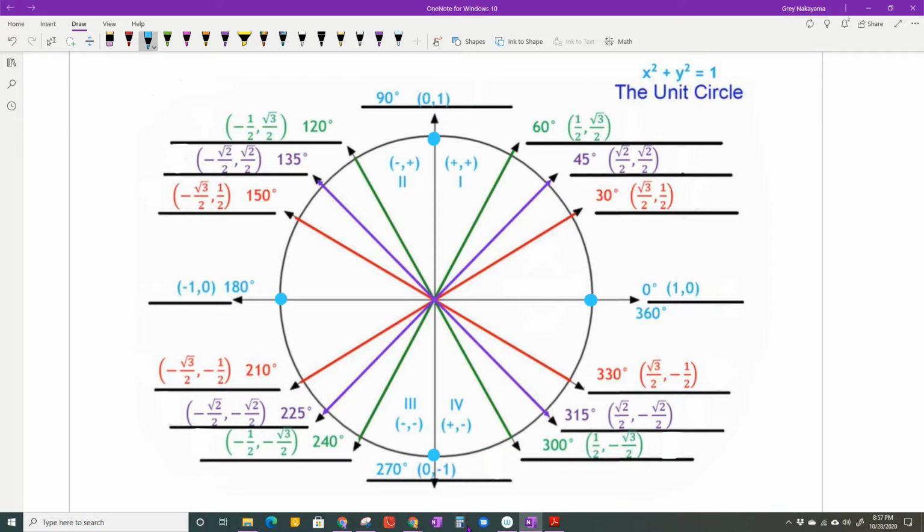Okay? Now, the last thing I want to talk about, not really the last thing, but almost the last thing, is something called radians.